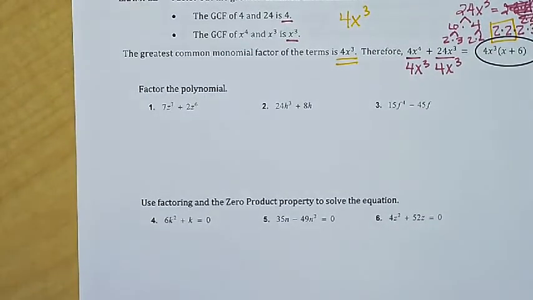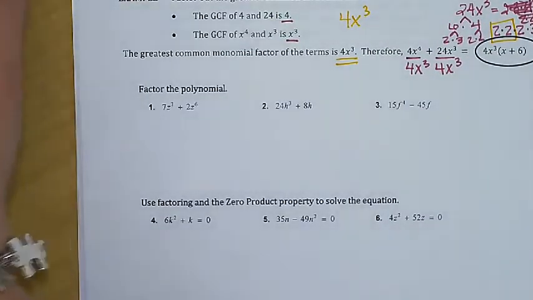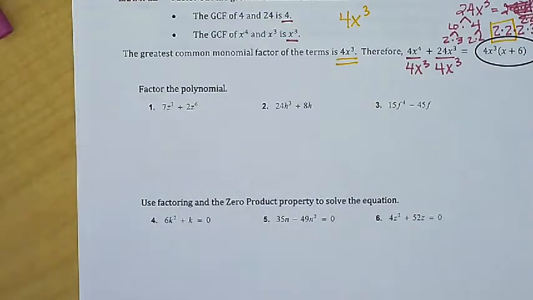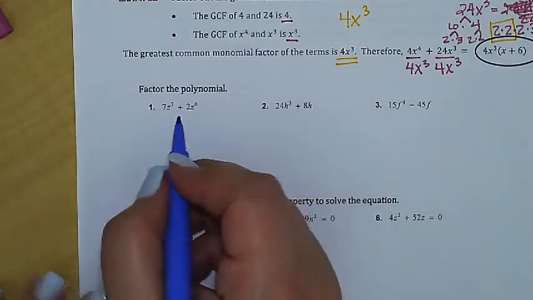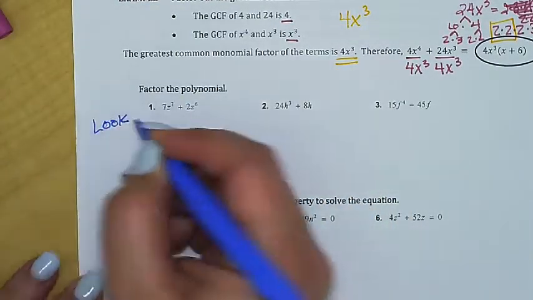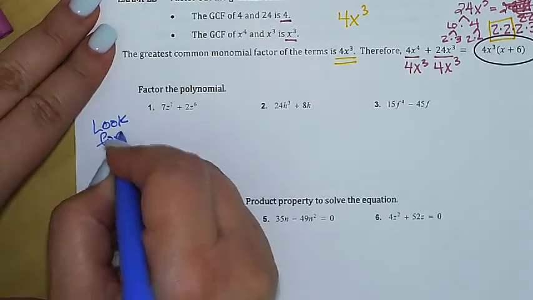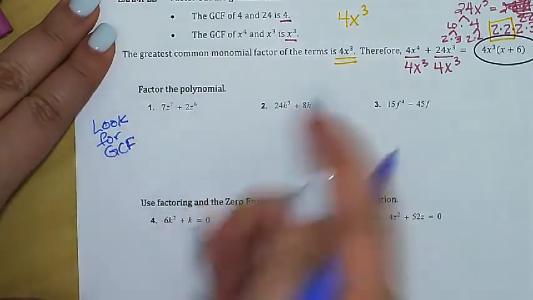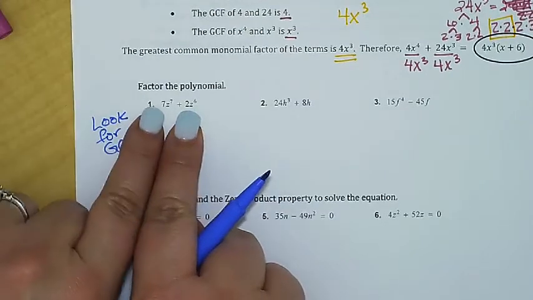Okay, so let's just put this in action and see a few examples here to help us process this. So we want to factor each of these polynomials. So we want to look for the GCF. That's the first thing, right? So look for the GCF. So let's start with our numbers.